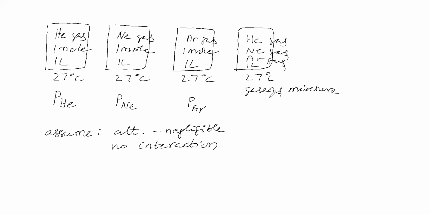Now, among these gas molecules, helium, neon, argon, there is no reaction. Therefore, we can say it is a non-reactive gaseous mixture. Helium gas, neon gas, argon gas molecules are exerting pressure. That is called the pressure exerted by the gaseous mixture.